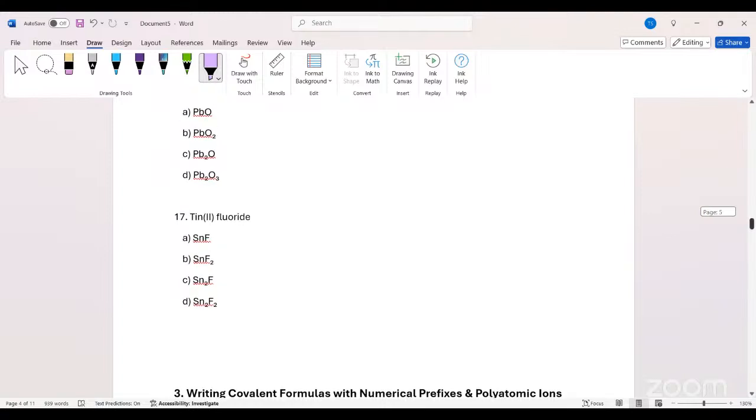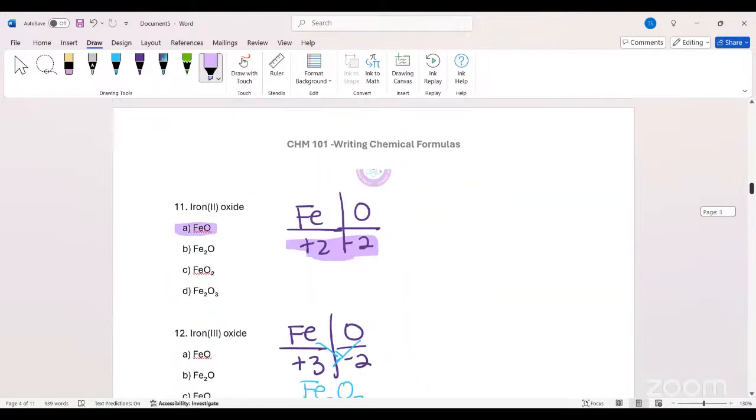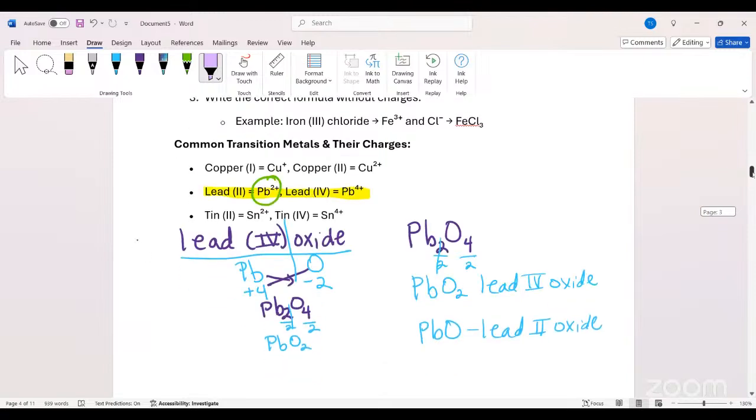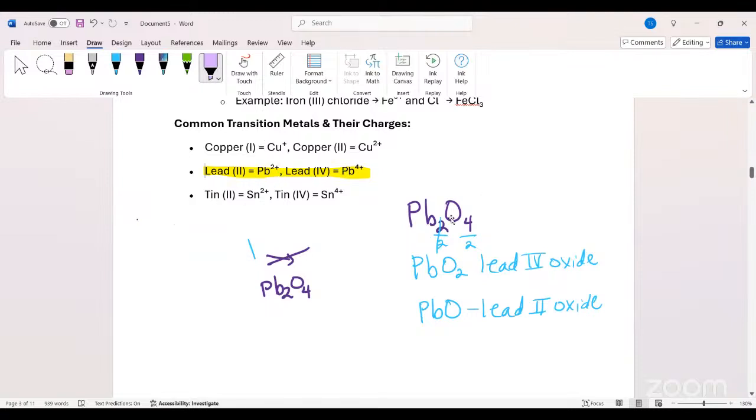Yes, lead is either +2 or +4. So let me go over here so you can see. Right here in the middle, it's +2 or +4. See this part in yellow? Lead could be +2 or +4.